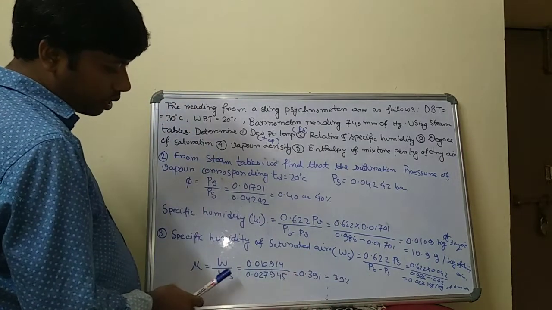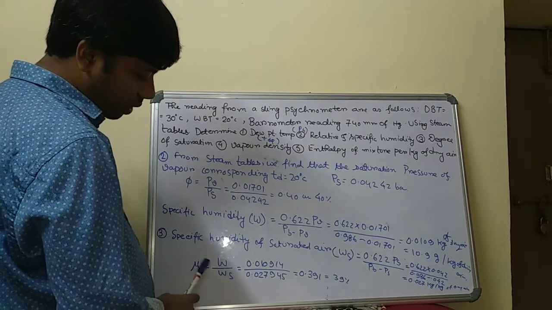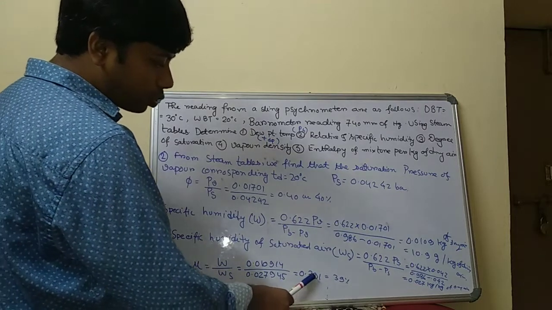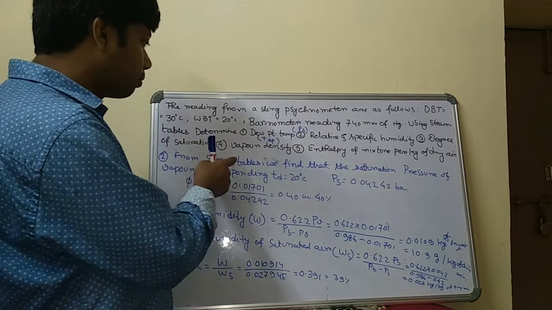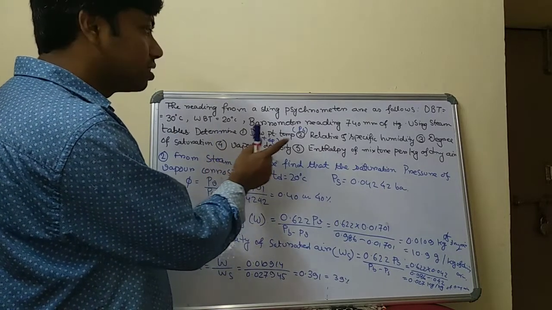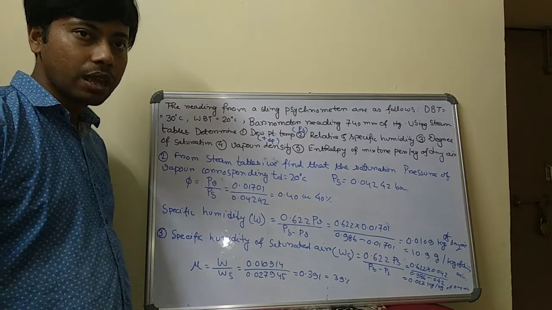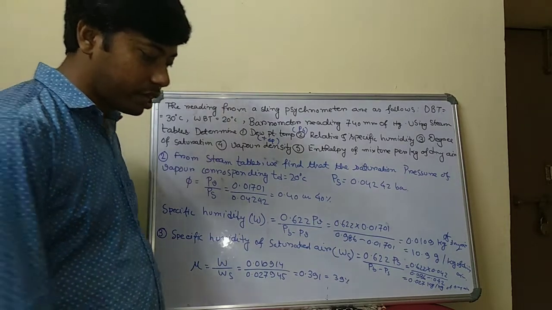So put these values here, and you can get the degree of saturation, that will be 0.391 or 39%. And we calculate the next part of the numerical, that is vapor density and enthalpy of mixture per kg of dry air.